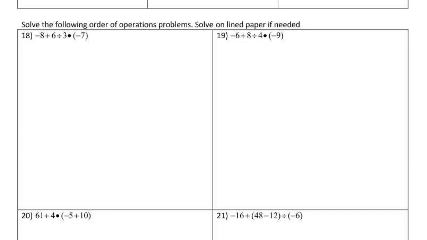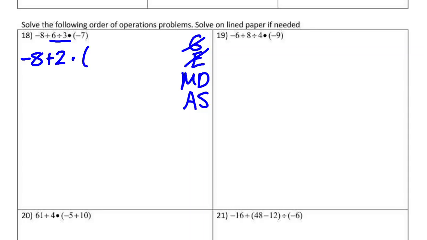So you'll start with your grouping, exponent, multiply, divide, add, subtract. No groupings, no exponents. Multiplication, division. Division is first. 6 divided by 3 is 2. Copy down the problem exactly as it goes. Multiplication comes next. Negative 14. Positive times a negative is a negative. Negative 8 plus. And then those are same signs, simply add them and keep the sign of the number.